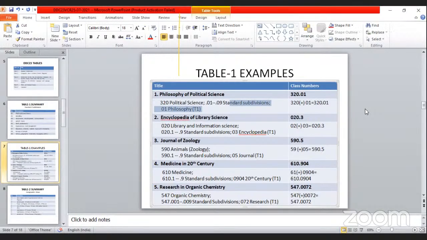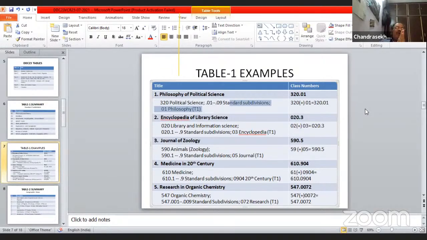Sir, in the instructions they will inform us which to take. You have to follow the instructions when you are adding standard subdivisions. Even without instructions, the numbers from table 1 can be added to any subject area, as it is, 0.01 to 0.09. Okay, sir. Generally in the 23rd edition, they have given instructions everywhere.